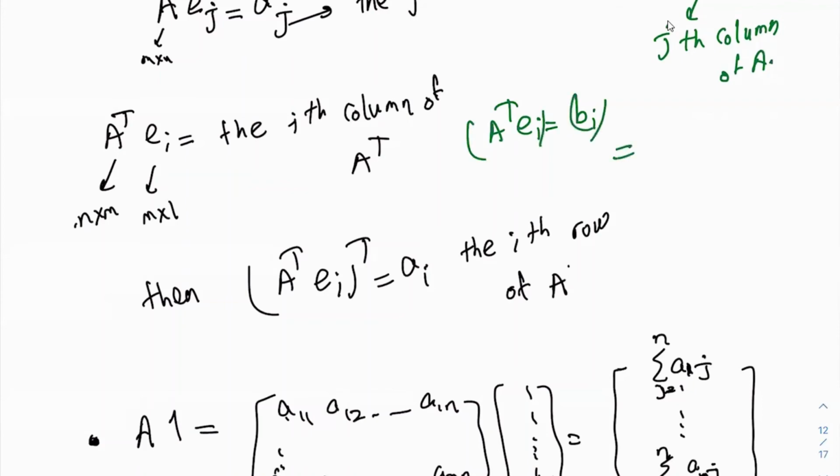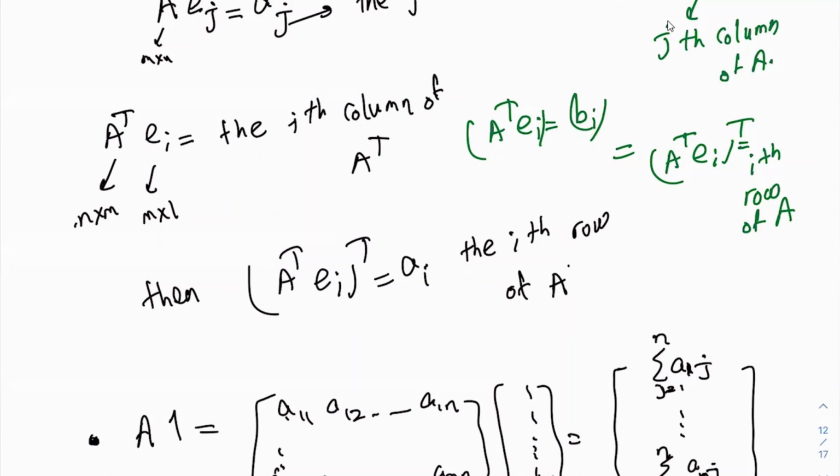If you take a transpose from both sides, you're going to get (A transpose e_i) transpose is equal to the ith row of A. See, the ith column of A transpose becomes the ith row of A when you take a transpose. So if you want the second column of A, it's very easy. You just multiply by e_2, easy.